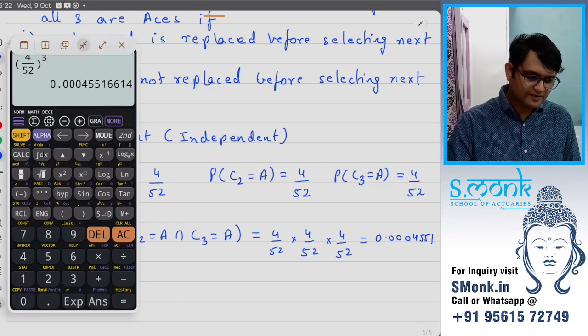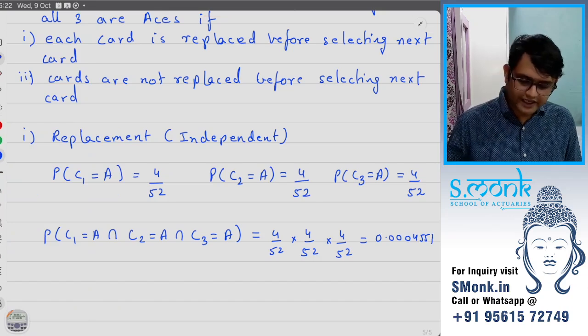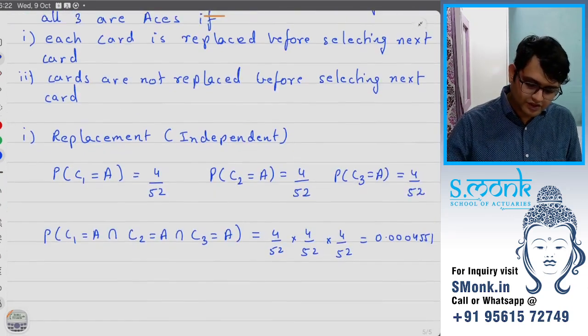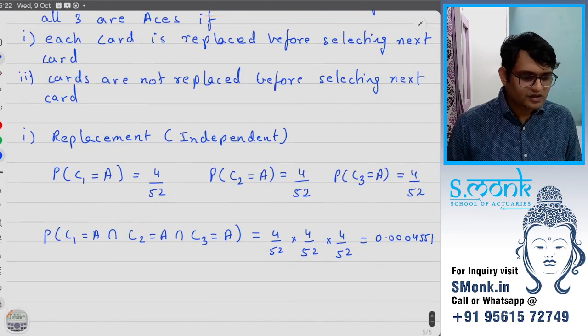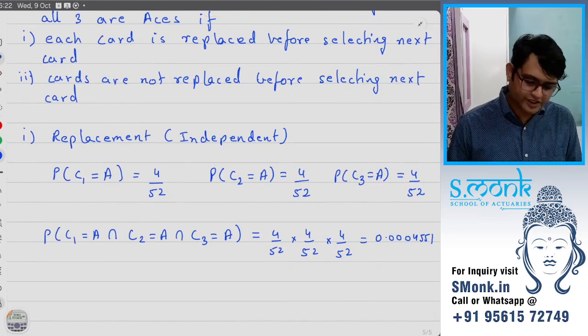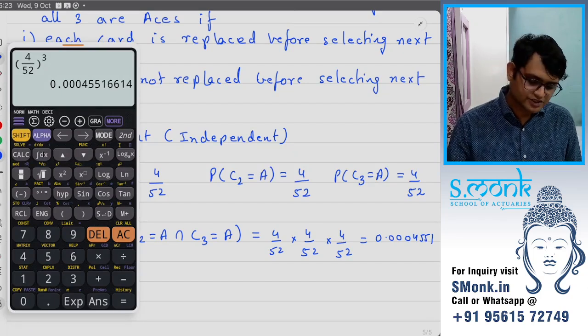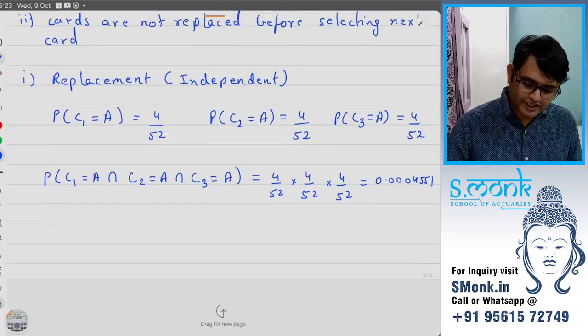This is our probability. Now in our examination, we use scientific calculators. Throughout this course I am going to teach you how we are going to use scientific calculators, using this app. You should have a physical calculator.